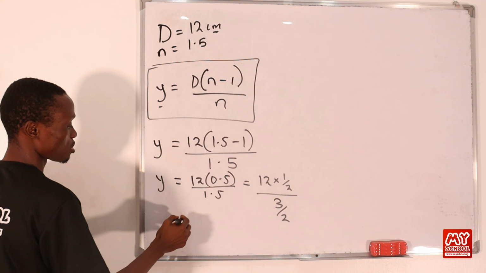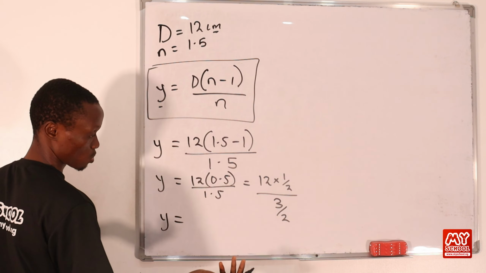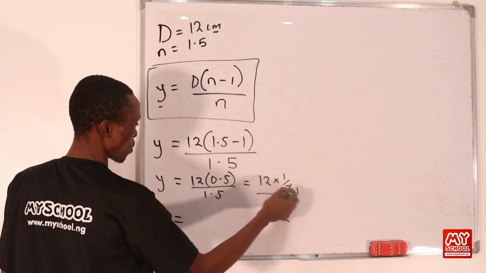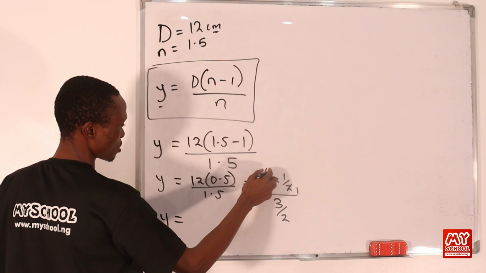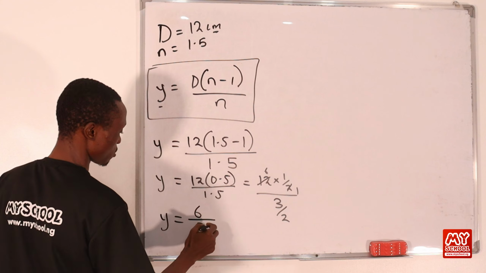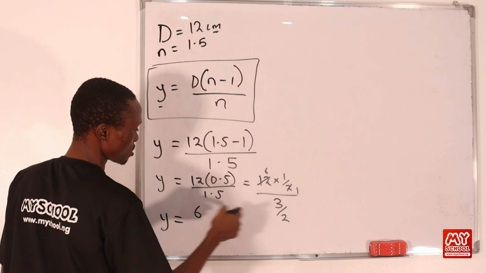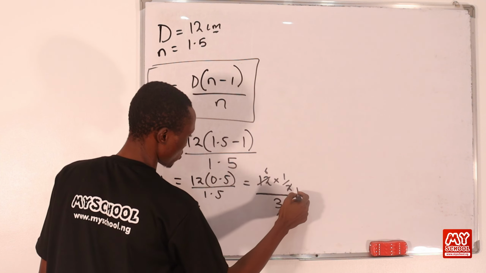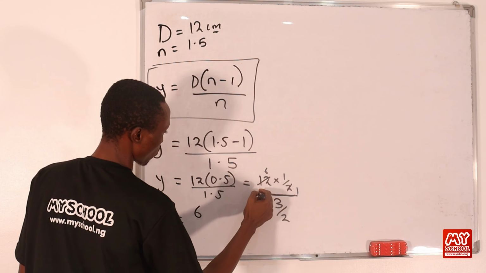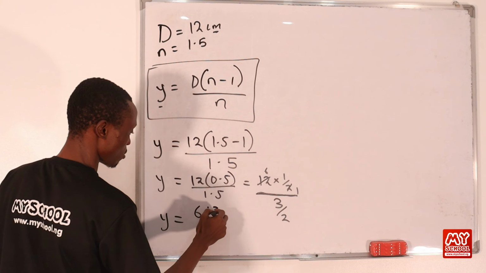Now, the essence of this is just so that we can solve this without using a calculator. So 2 here is 1 and 12 here is 6. So 6 times 1 will give us 6. We now have 6 all over 3 over 2. Of course, remember that this fraction sign simply stands for divide. So here we have 6 divided by 3 over 2.